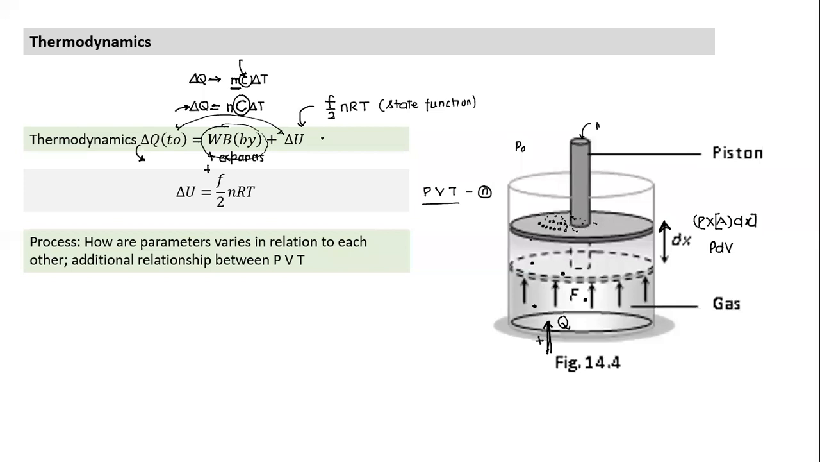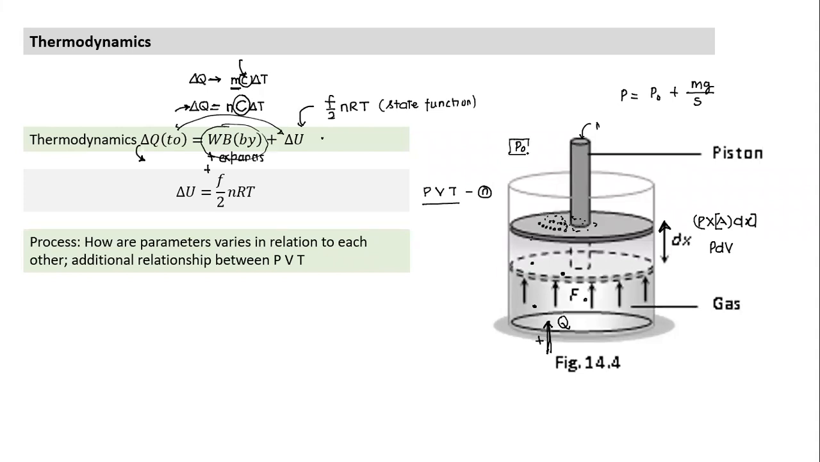Slowly keep adding sand mass, granule by granule, and the pressure inside will keep increasing. What is the pressure inside? Pressure inside will be equal to P naught plus whatever weight we have placed on the piston divided by area. So how do I vary the pressure? By adding or releasing weight on the piston, I can change the pressure.